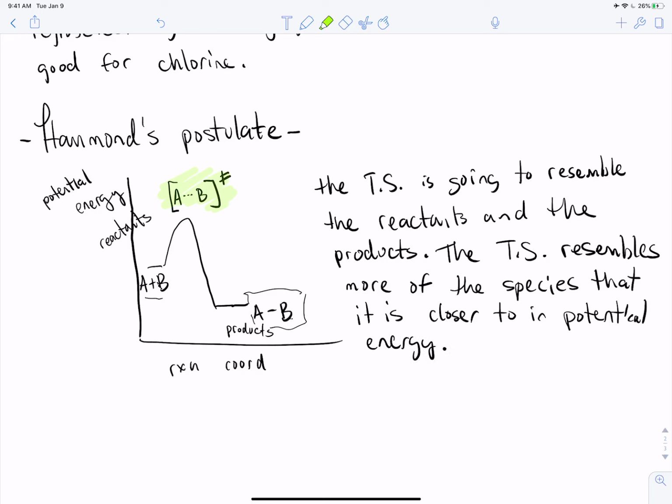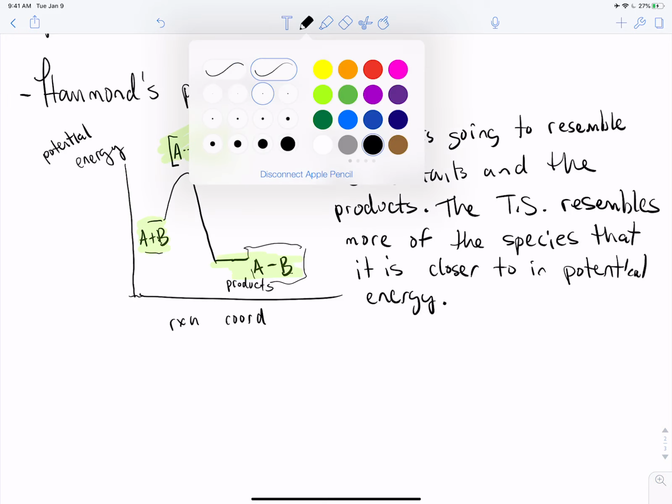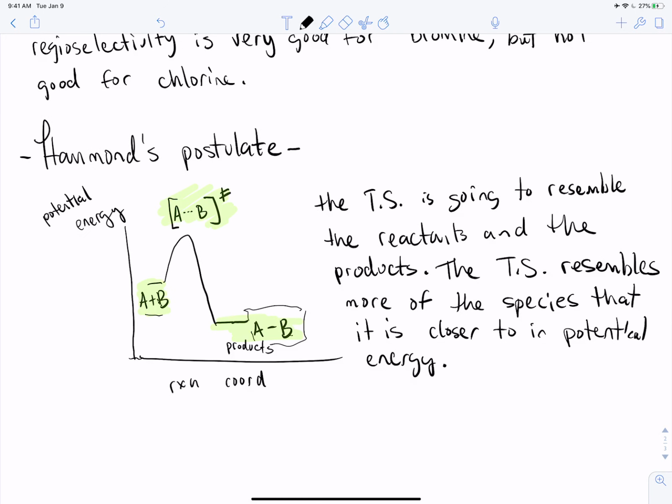Okay, so let's go back over here and look at this. If we look at our reactants and their potential energy, and then we look at our products down here and their potential energy, which of these is the transition state closer to in energy? Let me clean this up a little bit, draw more in here. Sorry, I'm not trying to make you guys nauseated.